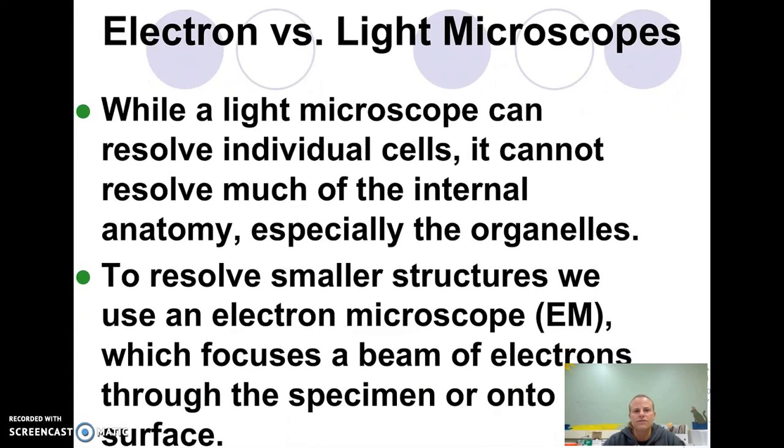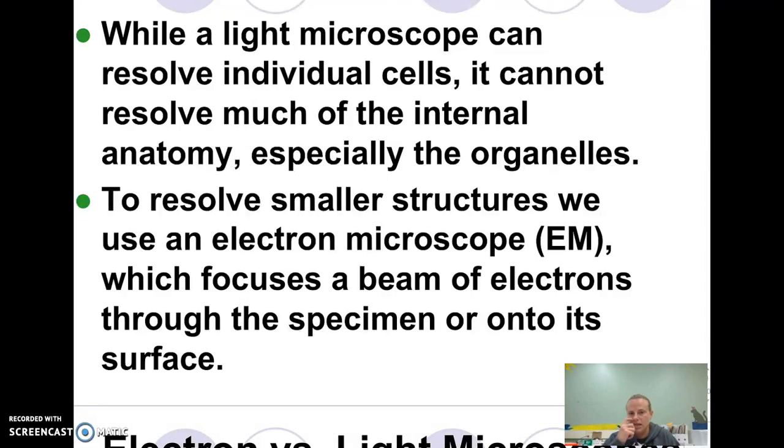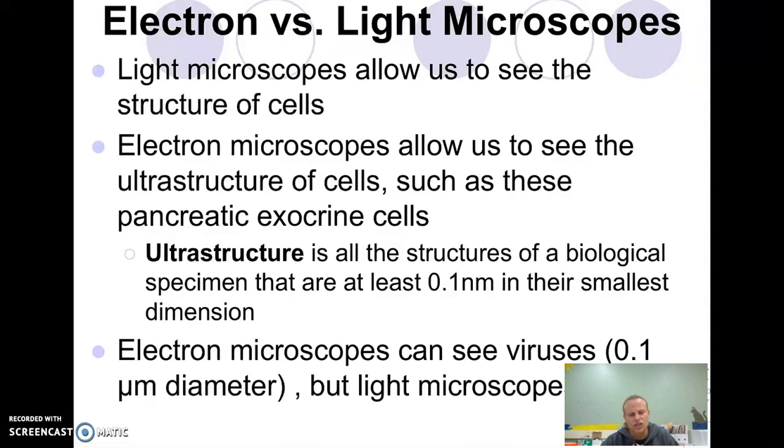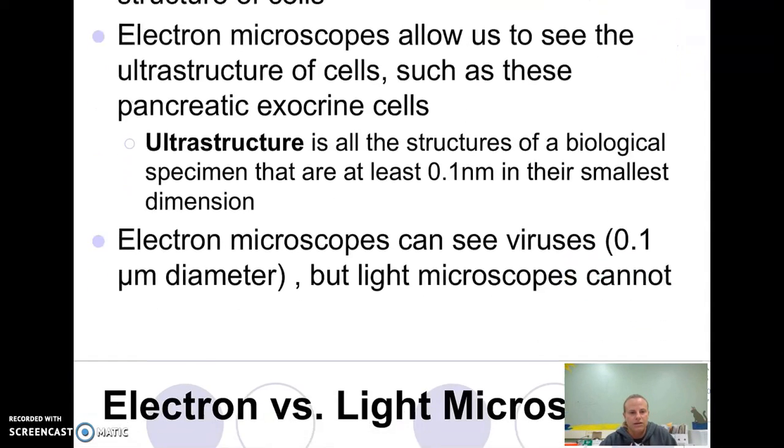There are some positives and negatives to using the electron microscopes, the more recent, more technological microscopes, versus the light microscopes. While the light microscope cannot look at the internal anatomy, the organelles, with the electron microscopes you can look inside the cell and view the organelles. However, this is just another way of saying the same thing. Light microscopes allow us to see the structure of cells, whereas electron microscopes allow us to see the ultrastructure of cells. In other words, what's inside of the cells.